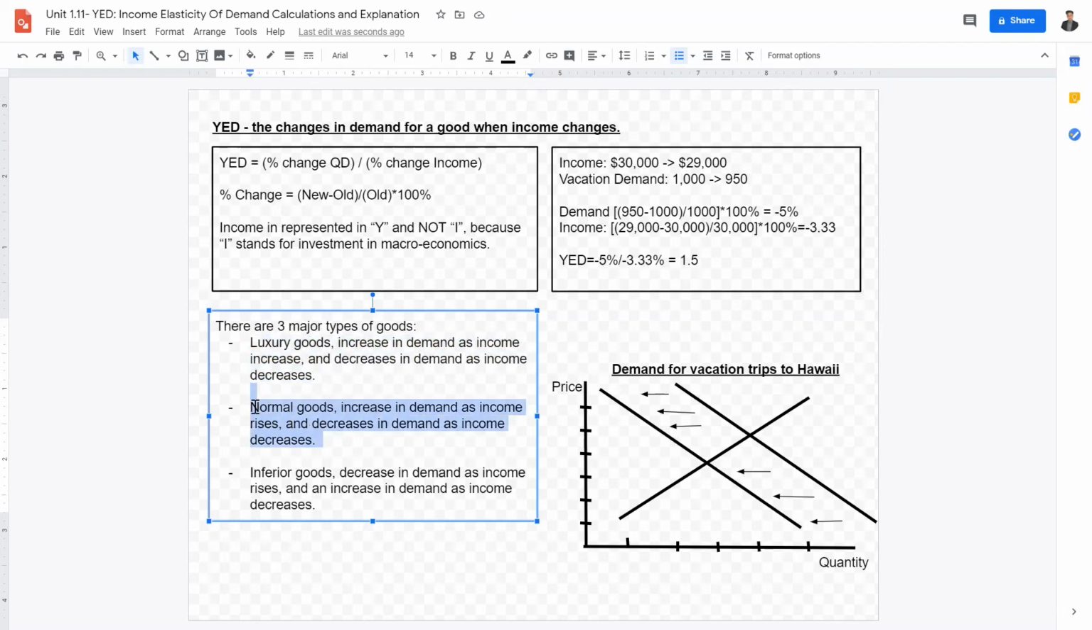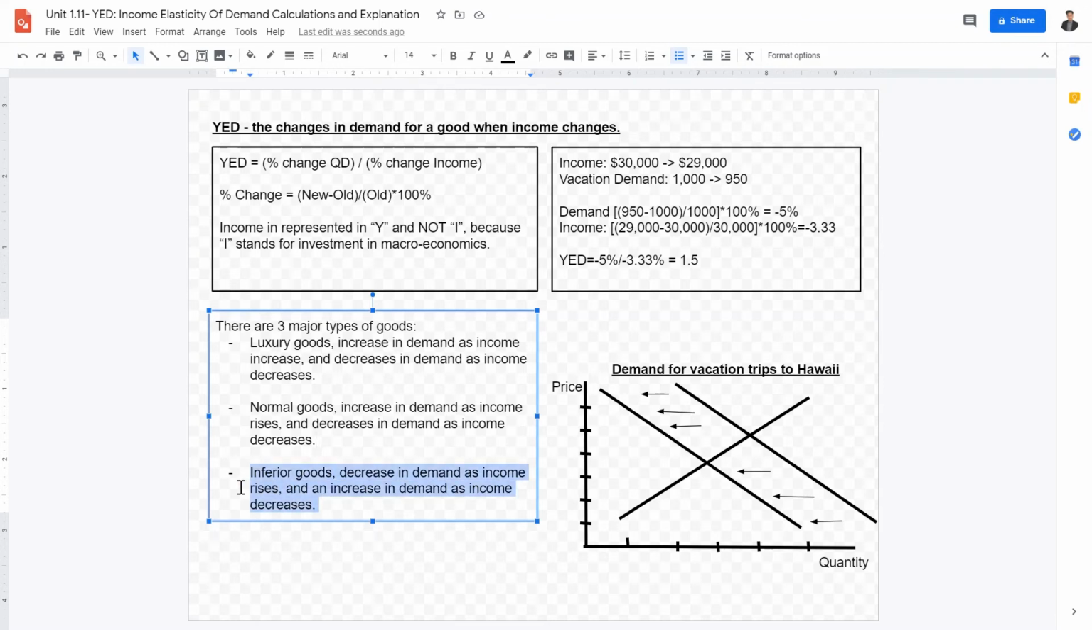Let's say a Lamborghini. A normal good, let's say a Lexus, okay? A Lexus is a normal good. So when income rises, people demand more of it. When income falls, people maybe will cut back more on the consumption because their willingness and ability to spend decreases.